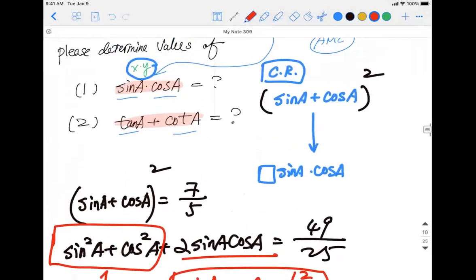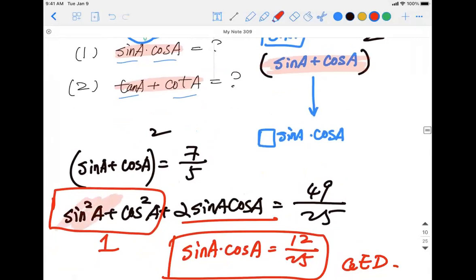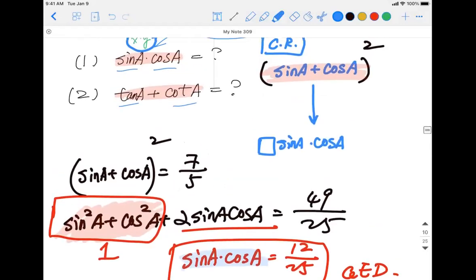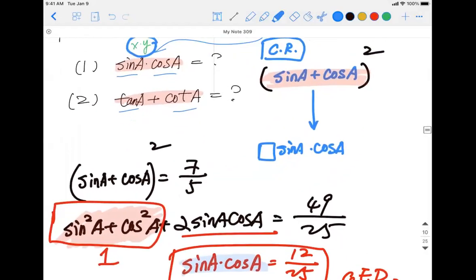As long as you see sine A plus cosine A, your conditional reaction is to do a perfect square, which automatically generates sine squared plus cosine squared. This will help you convert it into one, and you will find the value of sine A times cosine A. So far, so good? Try to remember. As you accumulate more and more conditional reactions, you will be able to solve all those weird trigonometry identity problems. There's reasoning; not everything comes directly from inspiration. You need to gradually build up all those conditional reactions.